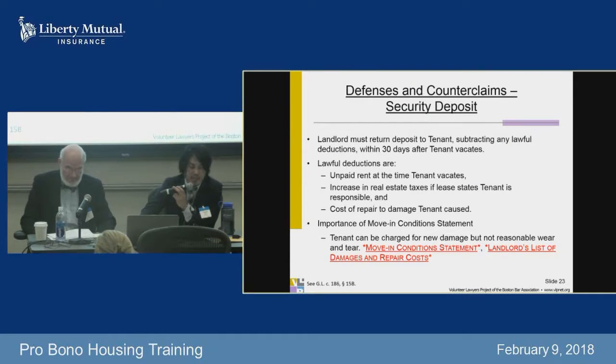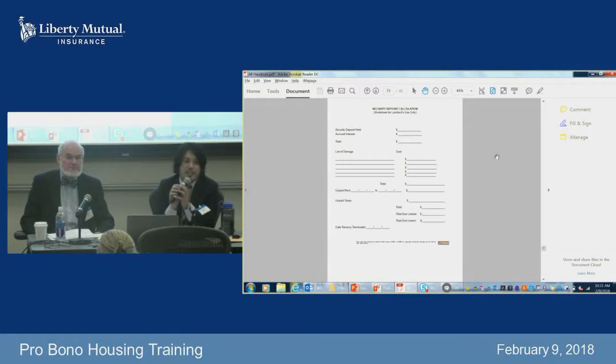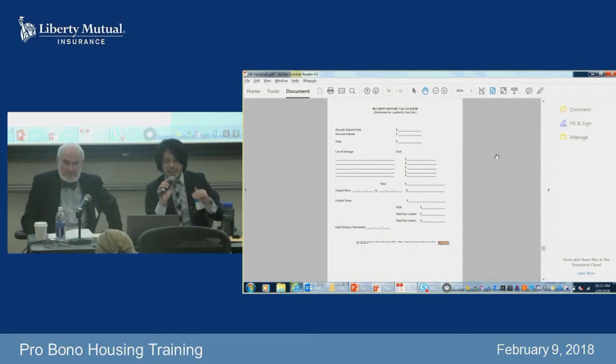But when the tenant does move out and the landlord does have stuff to repair, they're going to need to give the tenant a list that looks very much like this. Again, this one's found online. That lists the damages, the cost of repair, and this is sworn under the pains and penalties of perjury. So again, it's really important to have that condition statement up front, so you know what the tenant is responsible for and what the tenant is not responsible for.